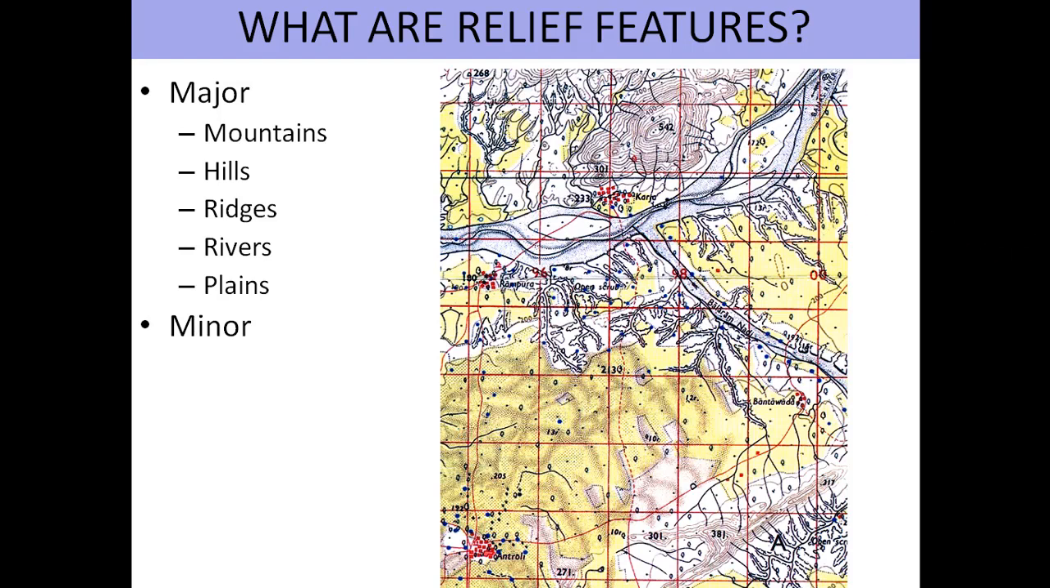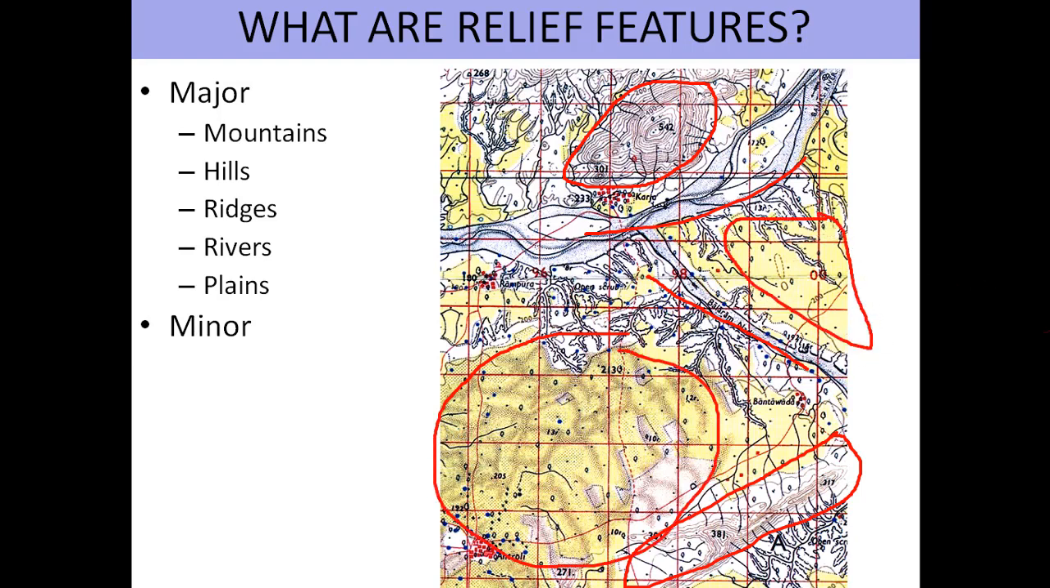Now we'll see hills. As you can see, the contour lines are showing a hill of 542 meters. Followed by that there is a ridge. There are rivers 1 and 2. And this yellow patch represents the plain. In this manner we can identify those major relief features on a topographical map.